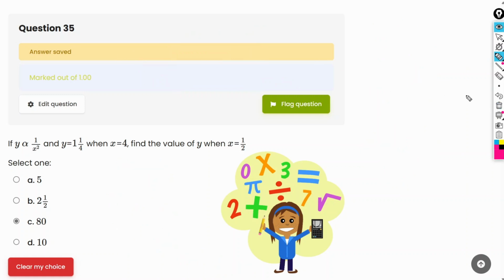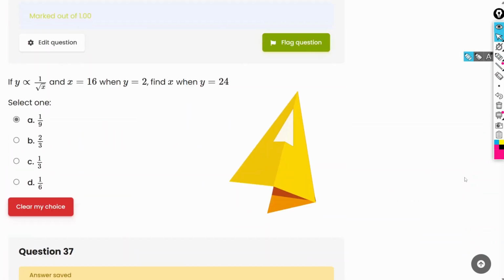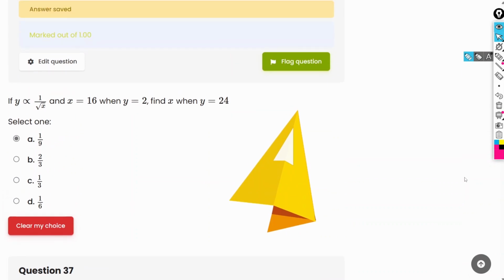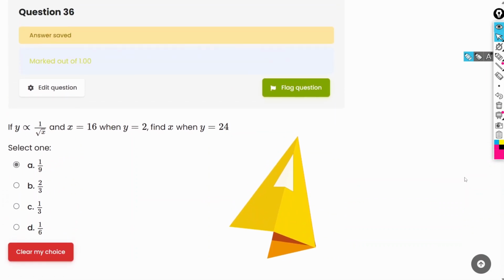Okay, so that's for question 35. Let's go on to 36 and see what we have. For 36, it says y is inversely proportional to the square root of x. By looking at this, you already know that we can set this up as y is equal to k over the square root of x.